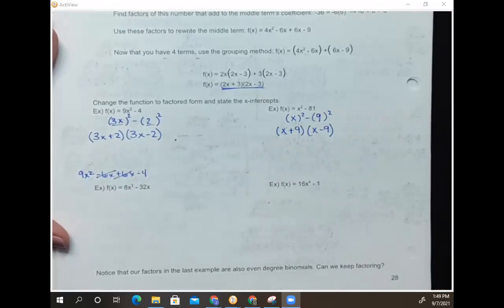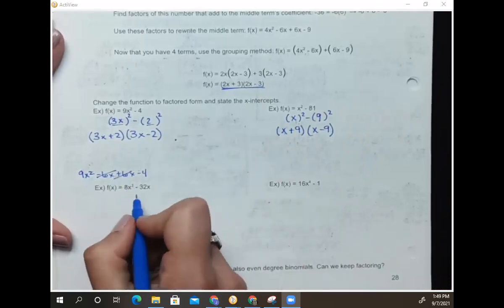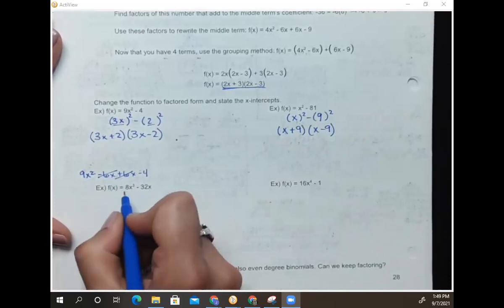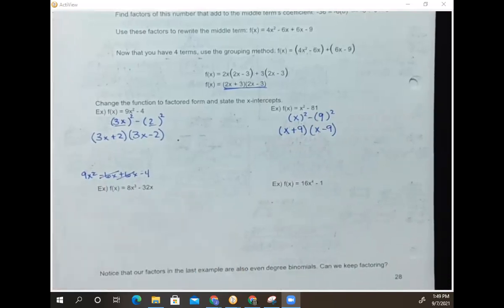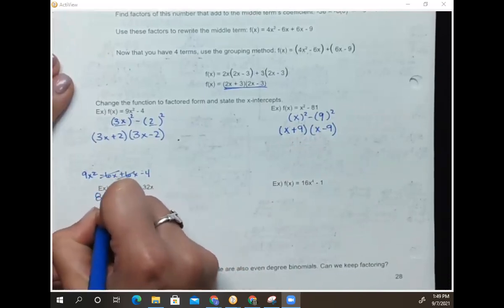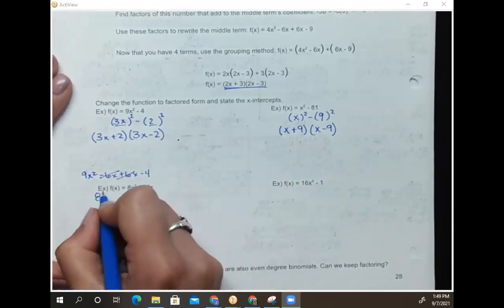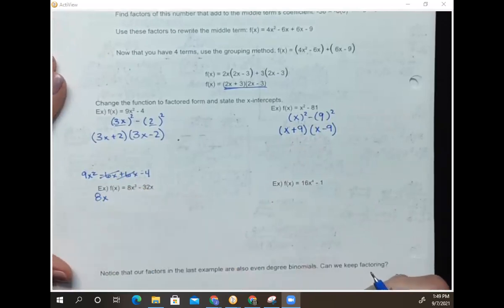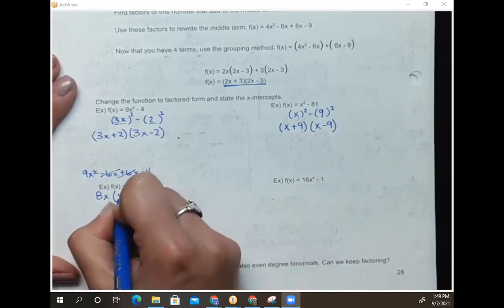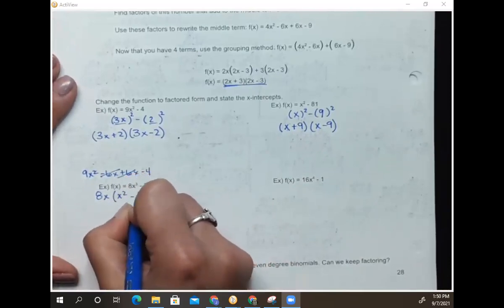For our next example, we have a GCF here. Both of these terms have an x, and 8 and 32 are both divisible by 8. So I can actually factor out 8x here as my GCF. Remember, I need to take out any common factors before I use my difference of squares pattern. So this would leave me with x squared minus 4.